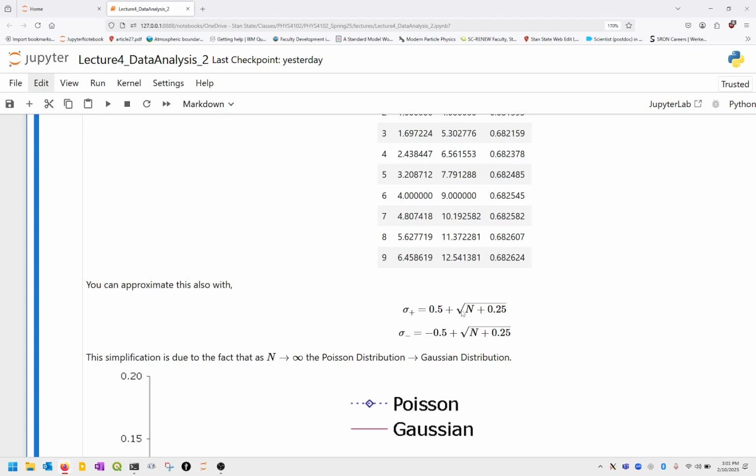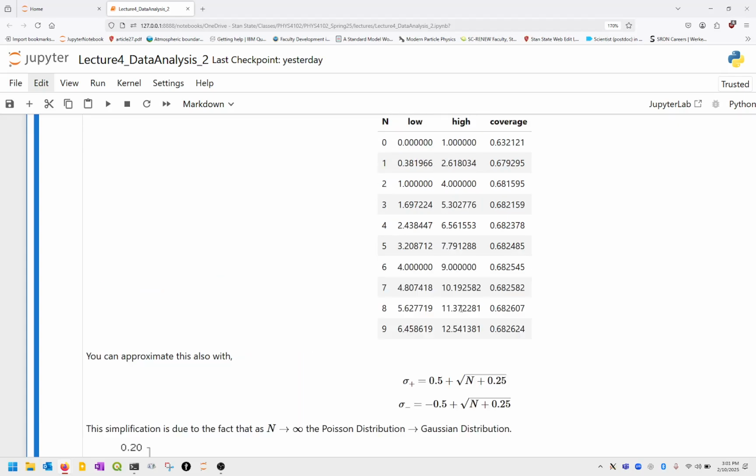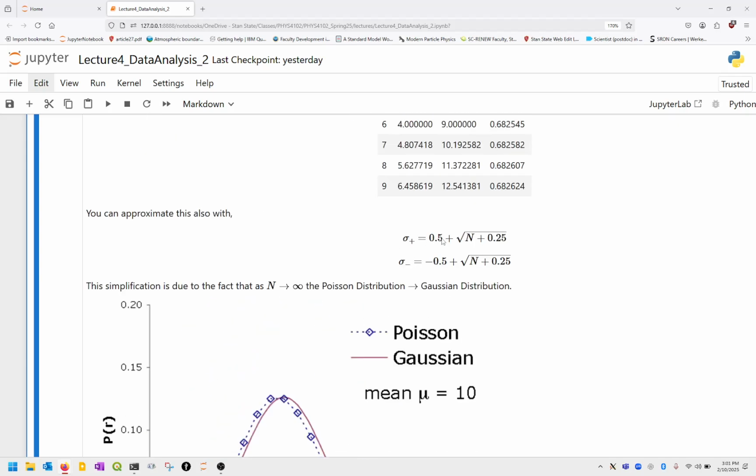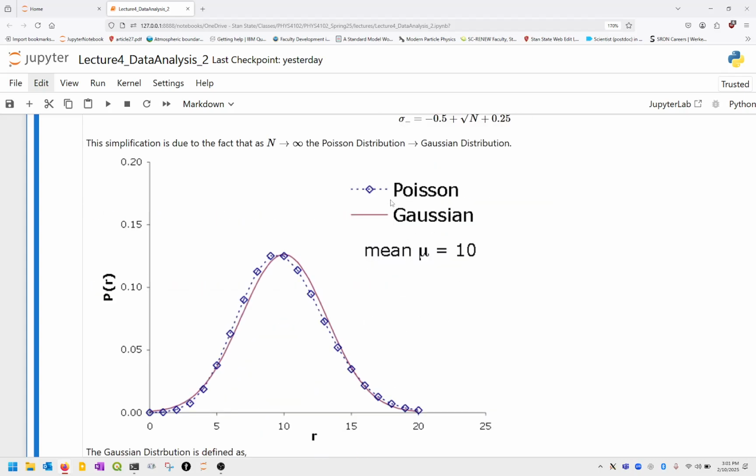So basically, as n goes to infinity, sigma just becomes the square root of n. And that's because, another reason, not just taking the limit, as the average number of fish you're catching increases, the Poisson distribution basically becomes a Gaussian distribution. They get closer and closer to each other. You can see that for an average number of fish equal to 10, it's still slightly off, but the two are pretty close to each other already.